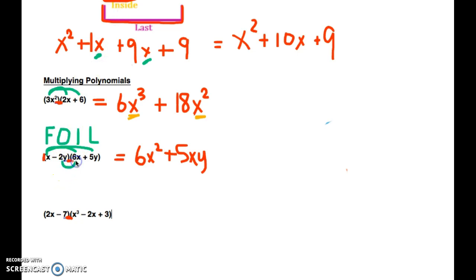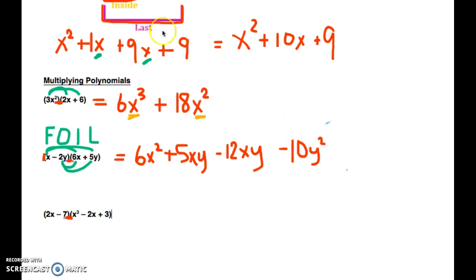Now let's multiply the inside terms. Negative 2y times a 6x. Negative 2 times a positive 6 is a negative 12. And again, I have two different variables here, and because they are not the same, they don't combine, they just link up. And then I have my last terms to multiply. Negative 2y times a positive 5y. And negative 2 times a positive 5 is a negative 10. Y times y is y squared.